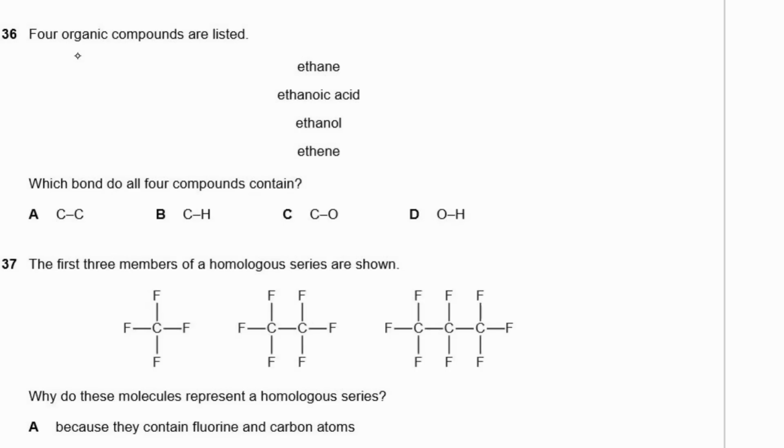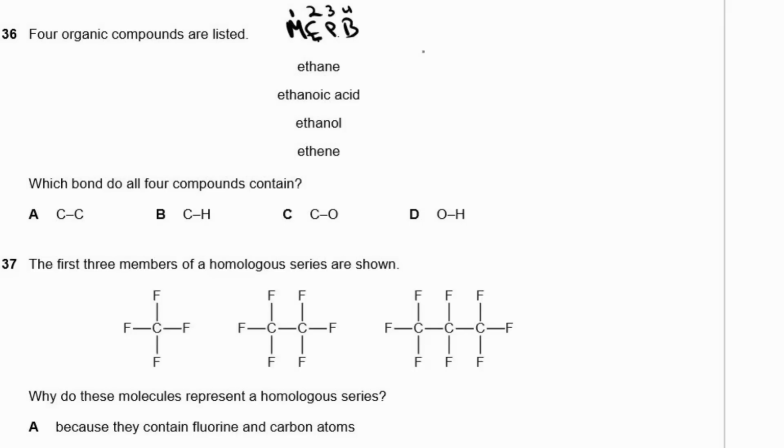So question 36. Four organic compounds are listed. Ethane, ethanoic acid, ethanol, and ethene. Which bond do all four compounds contain? Okay, so let's draw it up. First of all, monkeys eat peeled bananas. 1 carbon, 2 carbons, 3 carbons, 4 carbons. Methane, ethane, propane, butane. So each of these has 2 carbons.